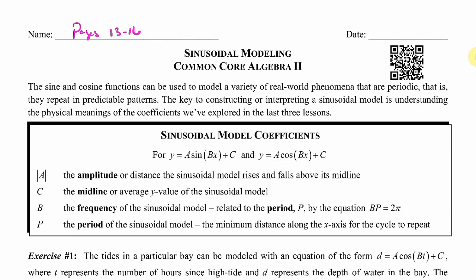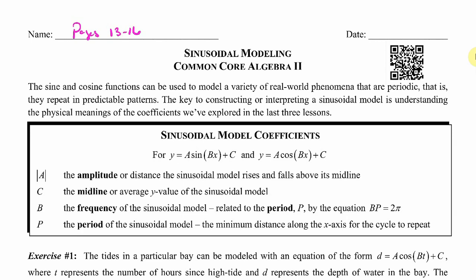So, sinusoidal model coefficients. Sinusoidal curves, or sine or cosine graphs, come in the form y equals a sine of bx plus c, where the absolute value of a is the amplitude, or the distance the sine curve rises and falls above the midline. The value of c is called the midline, or the average y value of the sinusoidal model.